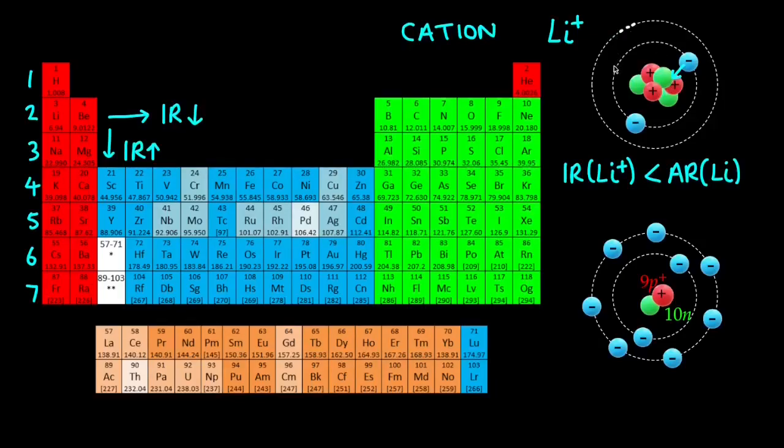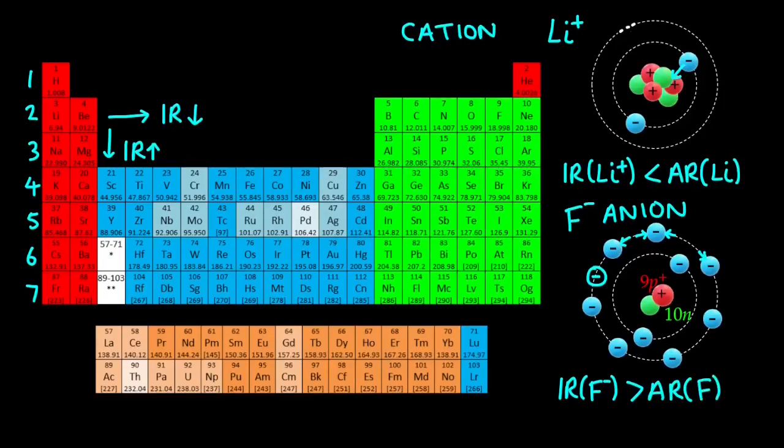Now in contrast, if an electron gets attached to this fluorine atom, then we get a negatively charged fluorine ion, or an anion. So due to the additional repulsion provided by that extra valence electron, the ionic radius of the fluorine anion is going to be greater than the atomic radius of the fluorine atom. So have a think about this.